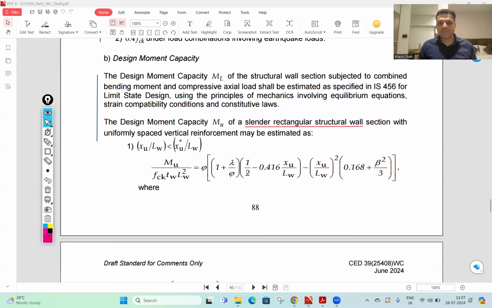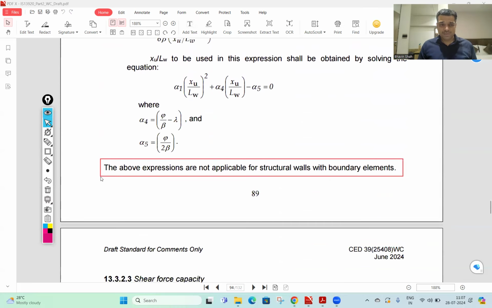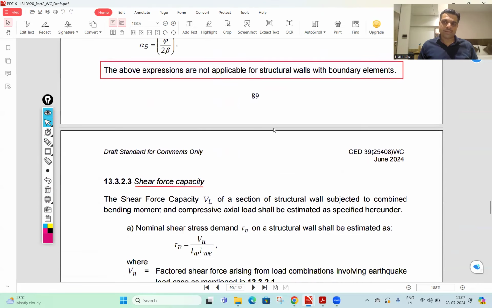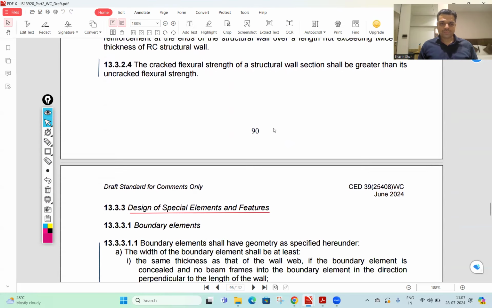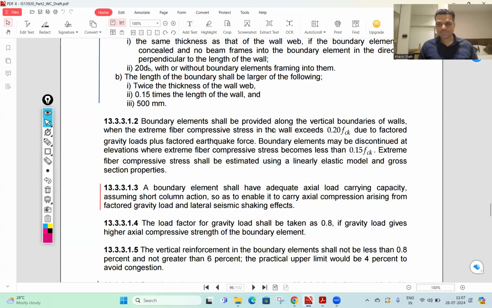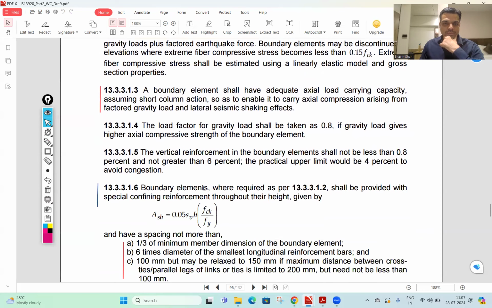For the design moment capacity, the calculation, or methodology, is given here, and this is not applicable for structural walls with boundary elements. So this methodology is given for structural walls without boundary elements. Shear force capacity. Okay, for the boundary element, the clauses are mentioned here.